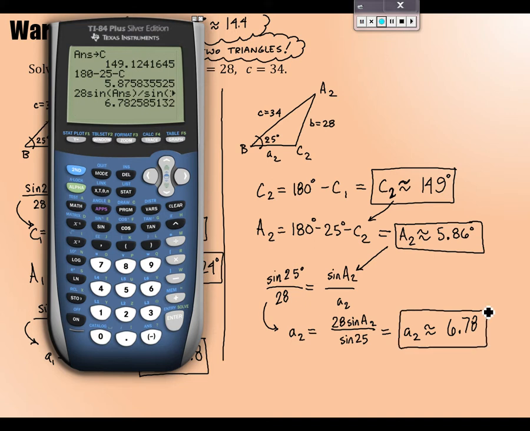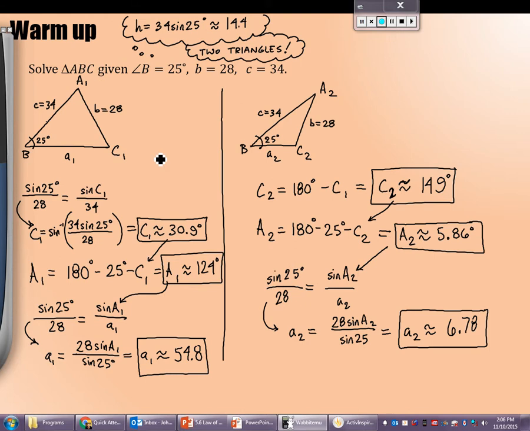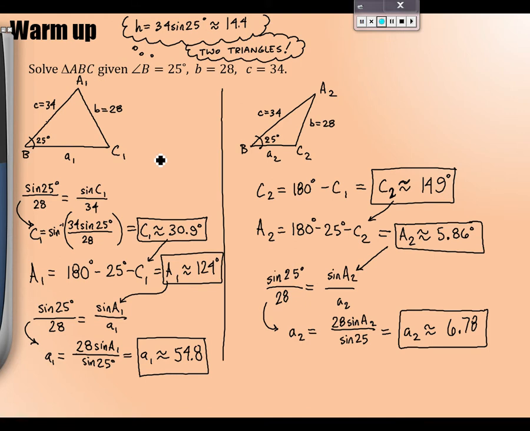28 sine of the thing we just got divided by sine of 25. All right, there it is. Those are all six answers. Again, let me just emphasize, I'm taking a point off if that's like 5.87. Sorry, that's not right. You didn't do it right, all right? Something you need to be careful about.